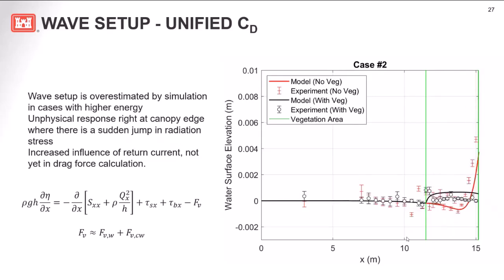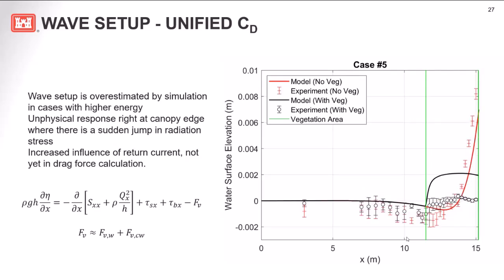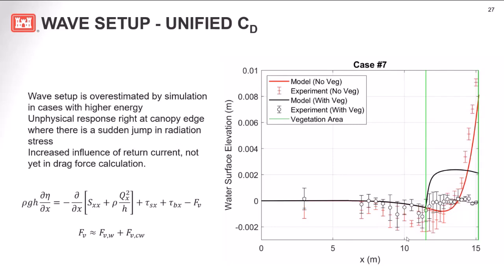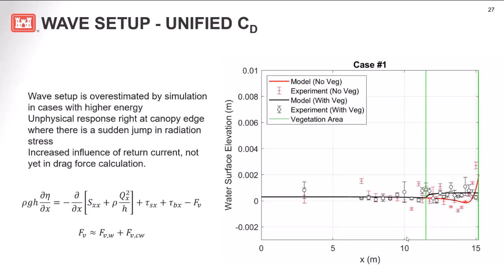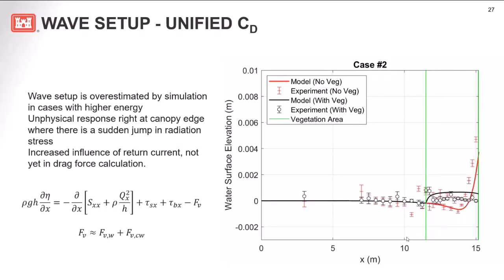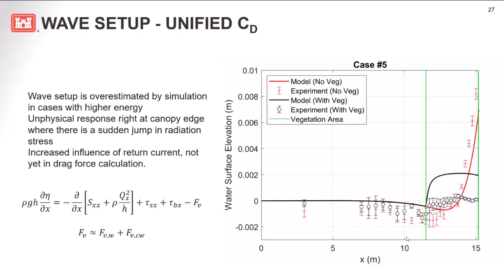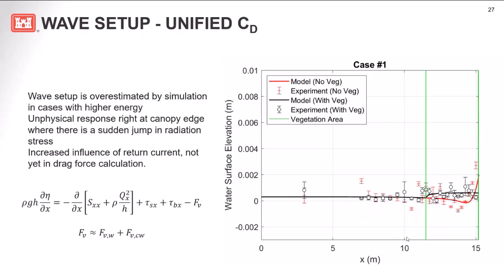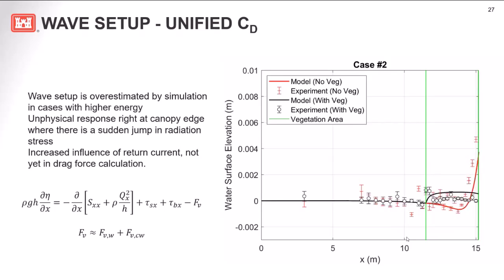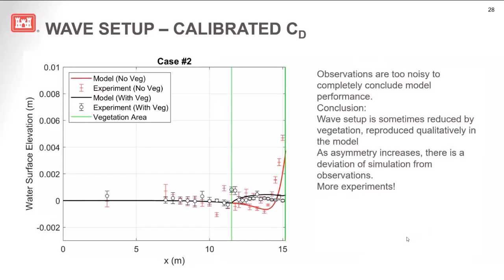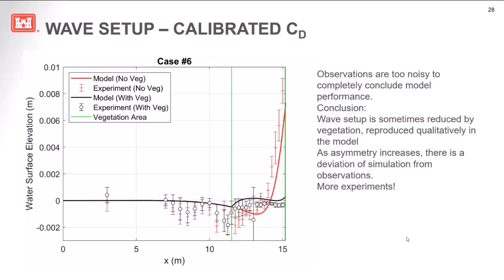This could be happening due to a greater influence of the return flow in these higher energy wave breaking cases. If we remember from the momentum equation in our calculation for the drag force due to vegetation, we aren't accounting for the return flow, which might help to balance the sudden increase in radiation stress. And here are the results using Ian's calibrated drag coefficient.